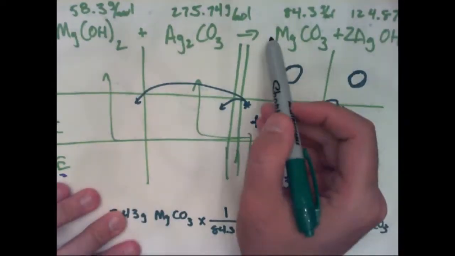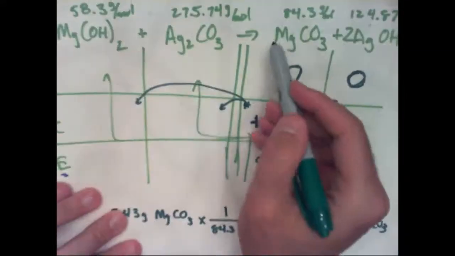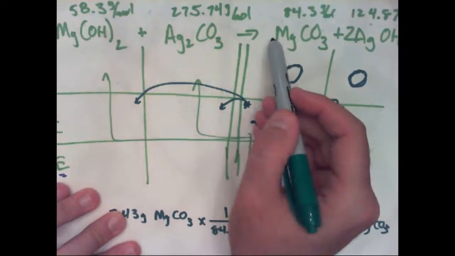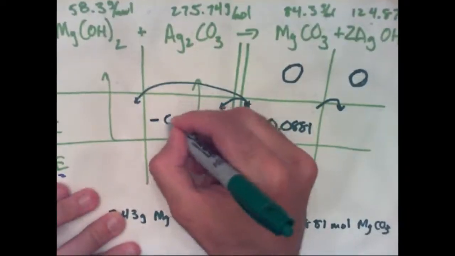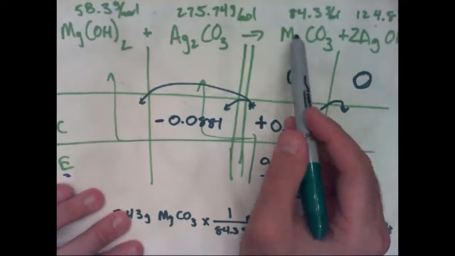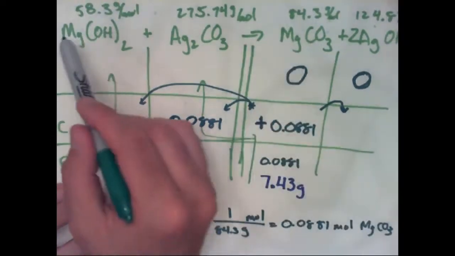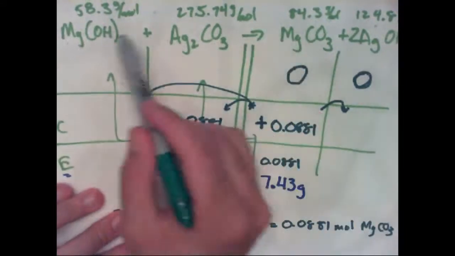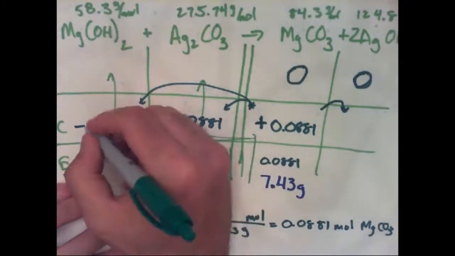Okay, but for every 1 mole of these that we make, we're going to use up 1 mole of this. So if this were 2, this would be 2. If this were 18, this would be 18. So because this is 0.0881, this is going to be minus 0.0881. And now, if you notice, hopefully, in your reaction, this also has a 1-to-1 ratio for the same reasons, so this then is 0.0881.